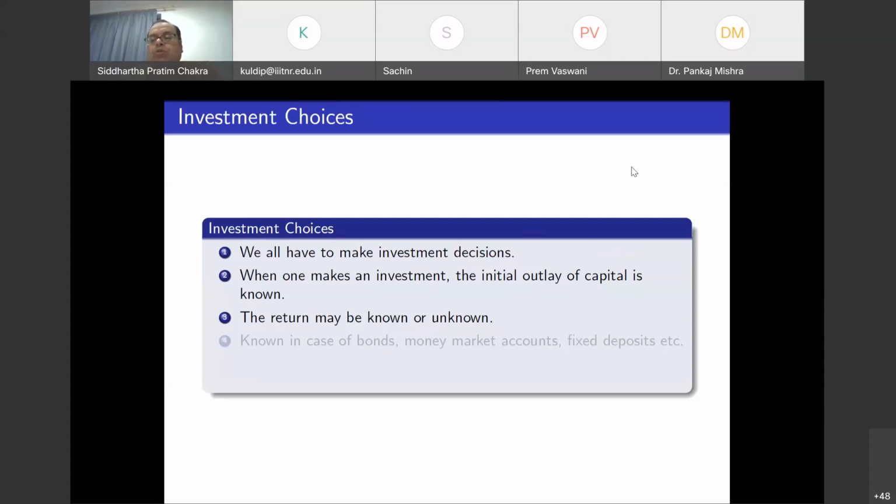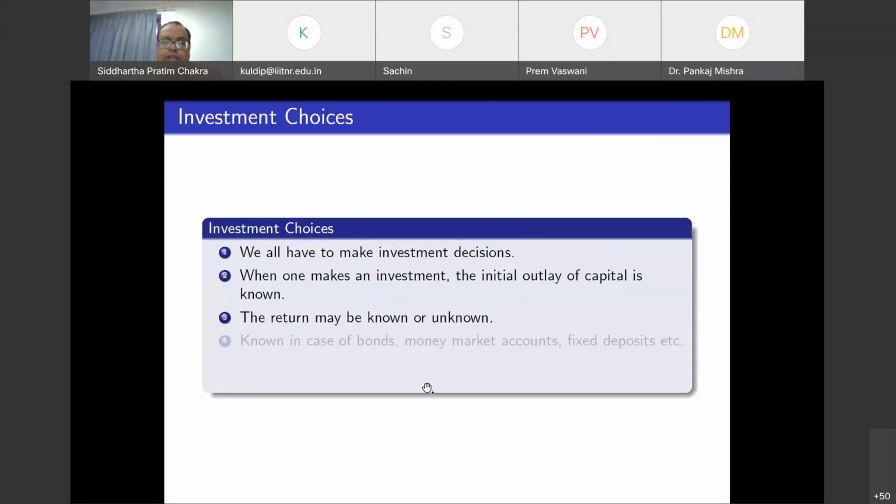However, the return may be known or unknown. Suppose that you make an investment for a certain period of time, say 1 year. While you know the amount of money that you have invested now, which is a deterministic quantity, what you are going to get back at the end of 1 year may be known or unknown. So there are both possibilities. Now let us look at the circumstances under which this return may be known or unknown. And of course, I'll quantify what return is later on.